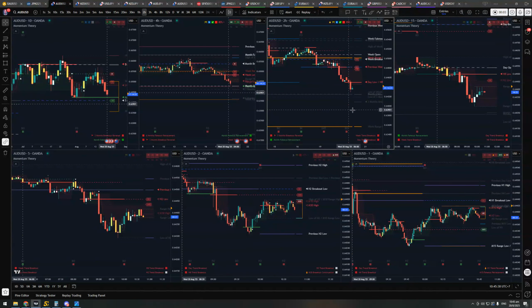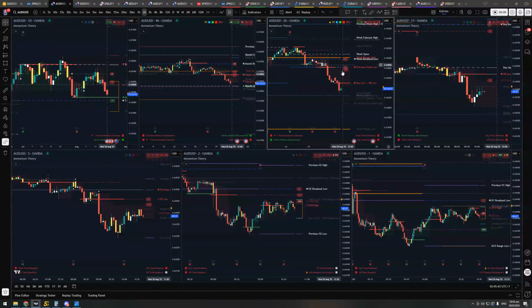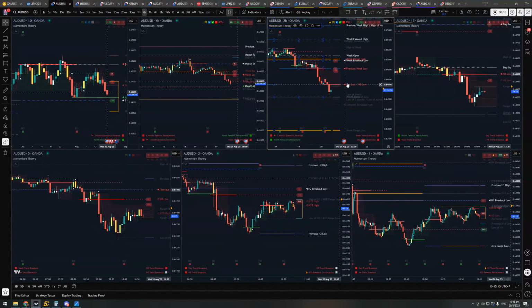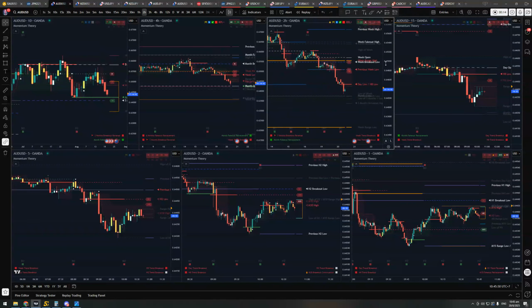Okay, Asia session live. Currently looking at Aussie USD. Aussie USD, very simple setup here. We have an H2 breakout bar that closed below previous day low, closed below previous H8 low, and closed below previous week low. We faked out the week range high, and whenever you fake out one side of the range, I expect price to get down to the opposite side.